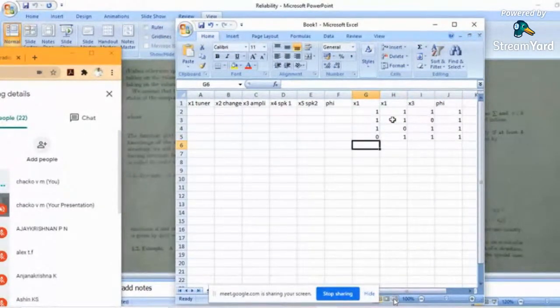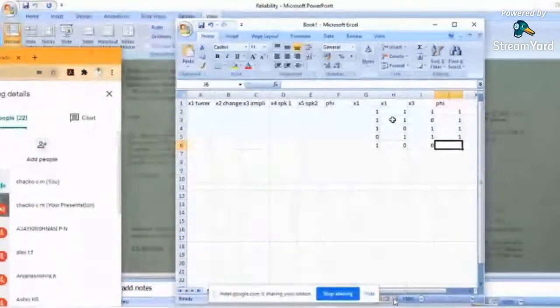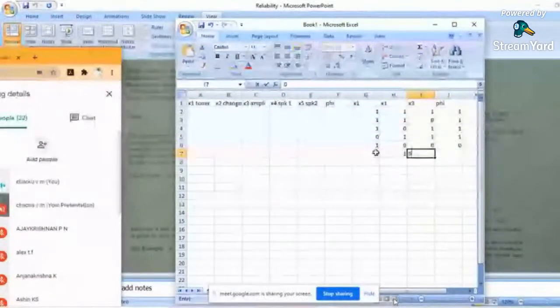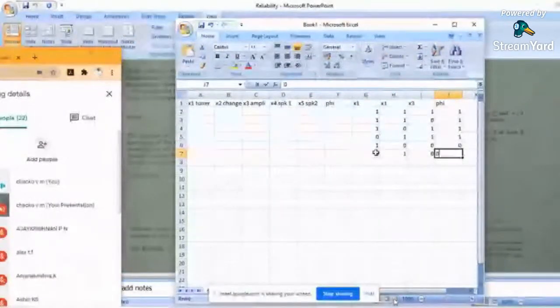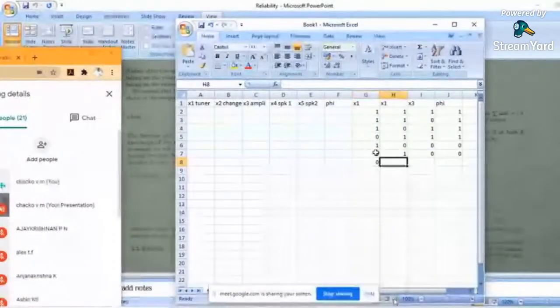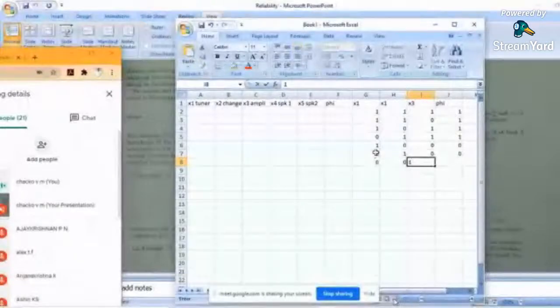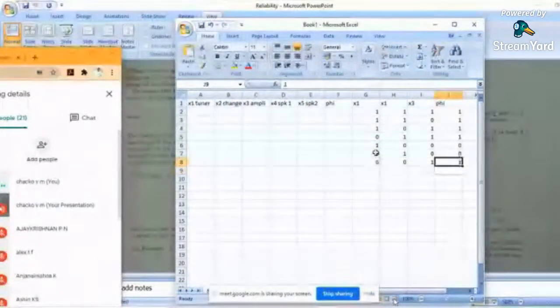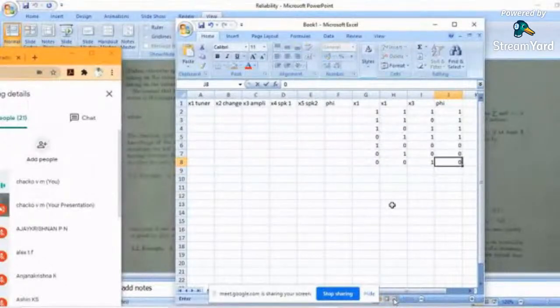If the first component is working, second failed, and third failed, the system will be in failed state. First failed, second working, third failed, then the system will be in failed state. First failed, second failed, third only working, then the system is also in failed state. So this is an example for a 2 out of 3 system.